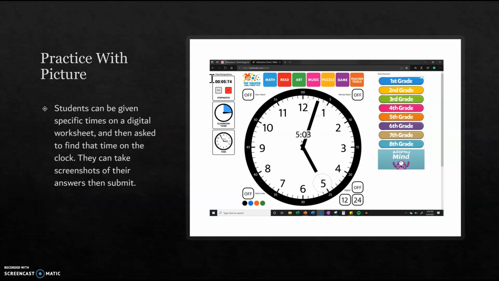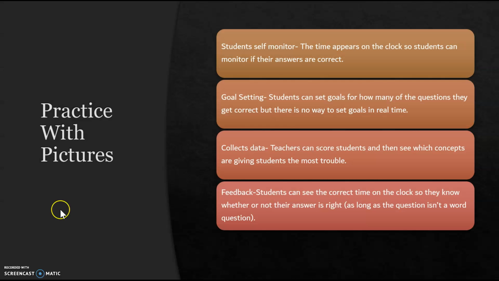So next we have the practice with pictures. And this is an interesting tool. It's an analog clock that students can change the time on. So ideally, a teacher would give students a worksheet-looking sort of thing where they have a number of times, and then they need to find that time on the clock, take a screenshot of the time, and then send it to the teacher for her or him to check. So that is an interesting tool that students can use, and you can play around with the settings to show what you want to show or not show.